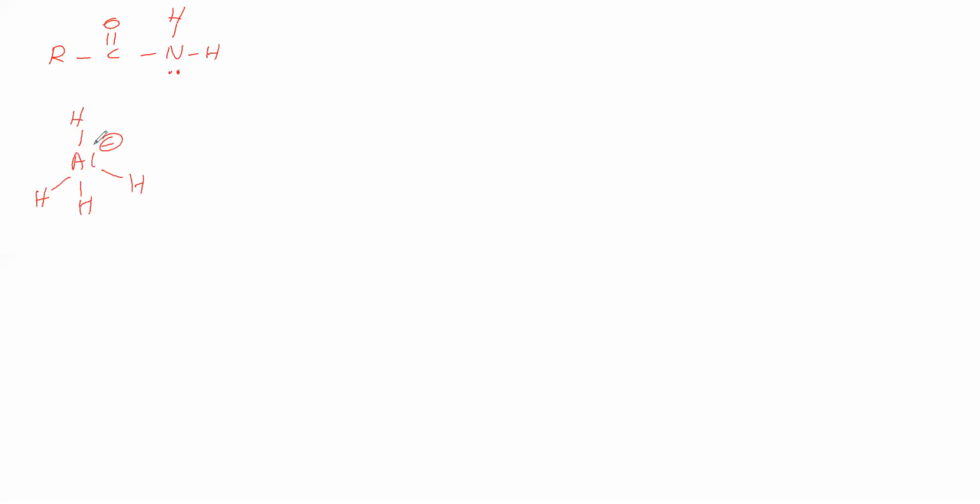What is the reaction? We'll see. This H minus attacks this carbon. This bond is migrating. Then similarly another H minus attacks. This O is removed as water, so it becomes RCH2NH2. Now you see that this amide, on reduction with lithium aluminum hydride or sodium and ethanol, has its CO group converted into a methylene group.